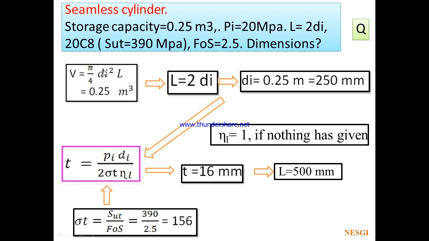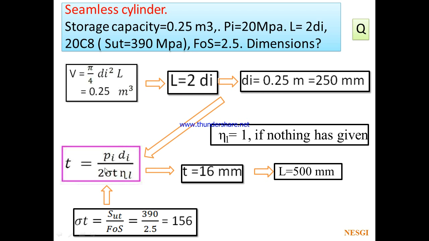So volume is given. V, the volume of the cylinder, is given by pi by 4 into Di square into L, the storage capacity formula. It is equal to volume, which is 0.25 meter cube. One more condition is given, L equal to 2 Di. So you just substitute L is equal to 2 Di, and this equation becomes in terms of Di. You simplify that, and you will get the value of Di. It is equal to 250 mm.